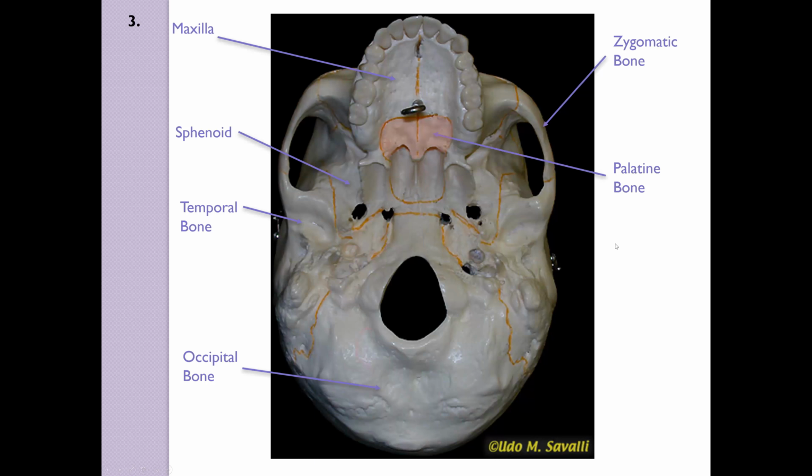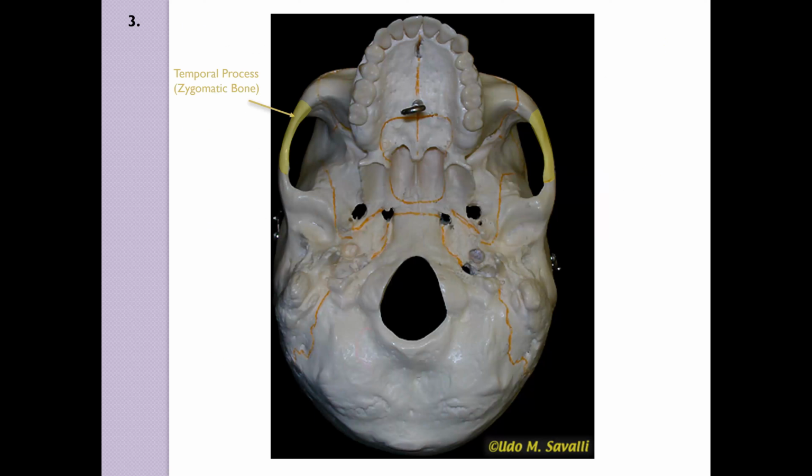We can also see the palatine bone, which forms the posterior part of the roof of your mouth. So the anterior part is the maxilla, the posterior part is the palatine bone. And then we can see a little bit of the vomer. So the bottom of the vomer is visible on the inferior view. Remember, the vomer goes up and forms the inferior part of your bony nasal septum. So those are the major bones that we can see from this angle. Now let's look at some of the bone markings.